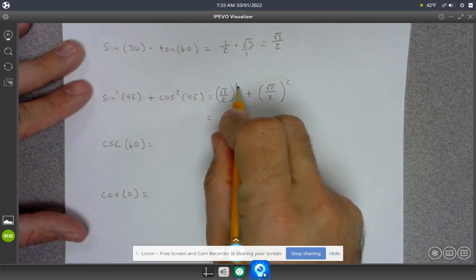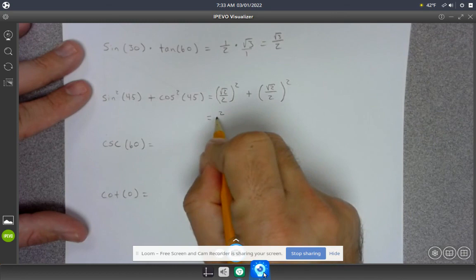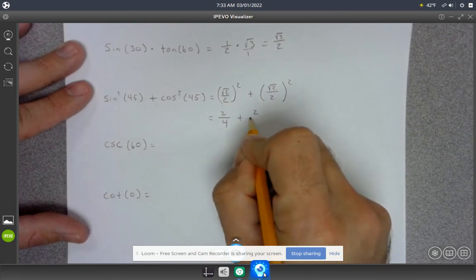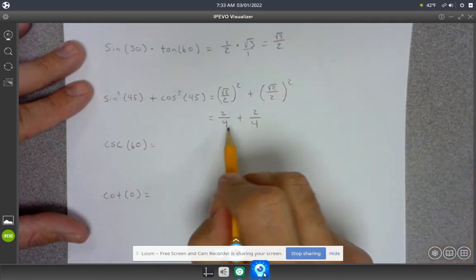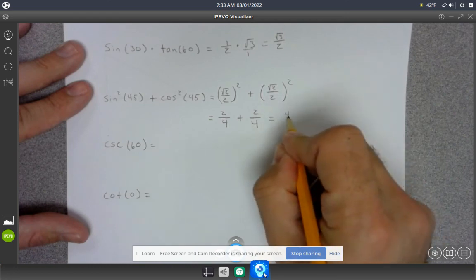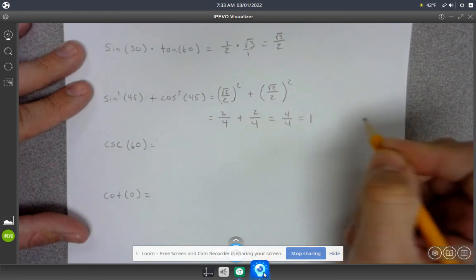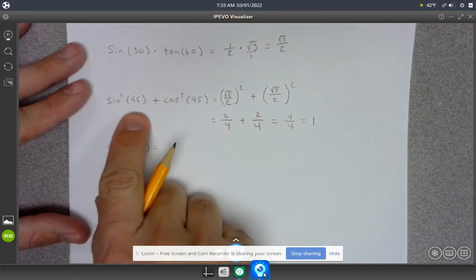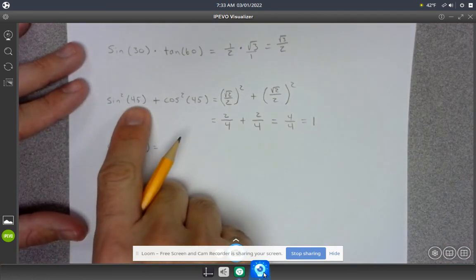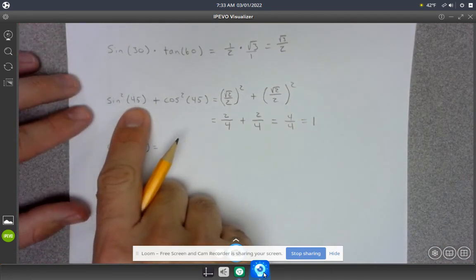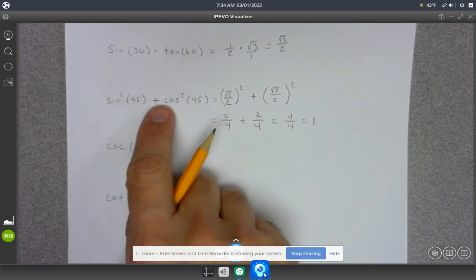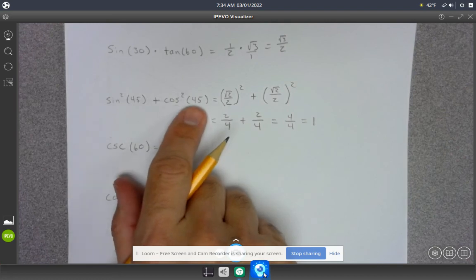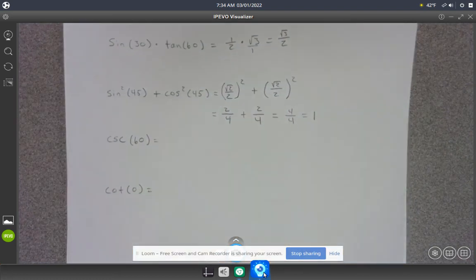So when you're squaring this, you're just multiplying it by itself, or you're squaring each piece. So root 2 over 2 squared just becomes 2, and then 2 squared is 4, and you get that same thing for the cosine part squared. This is going to be 4 over 4, which is 1. And this will always be true no matter what your angle is. This is an identity that's worth familiarizing with. Sine squared of any angle plus cosine squared of the same angle should always be 1.